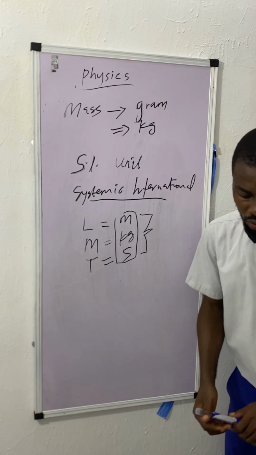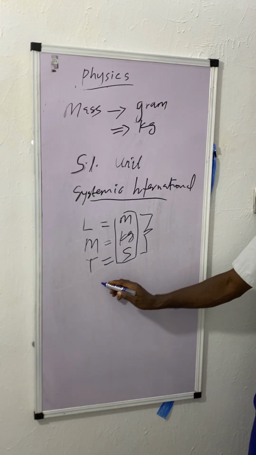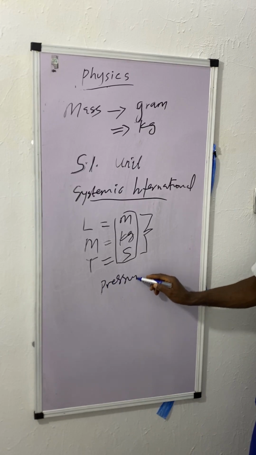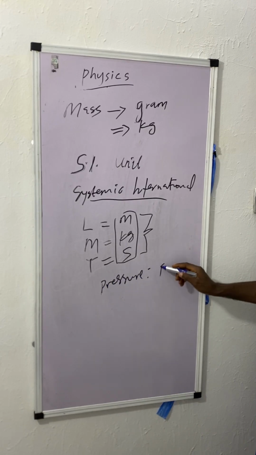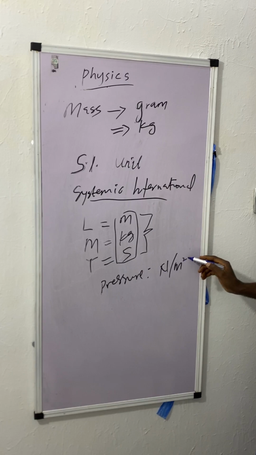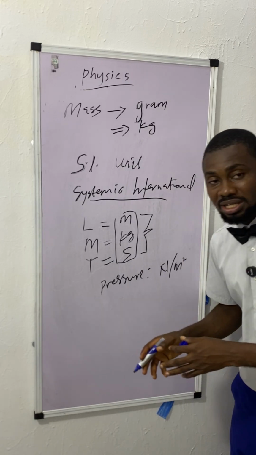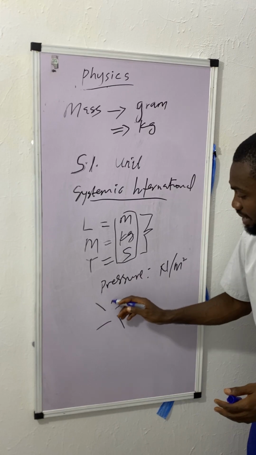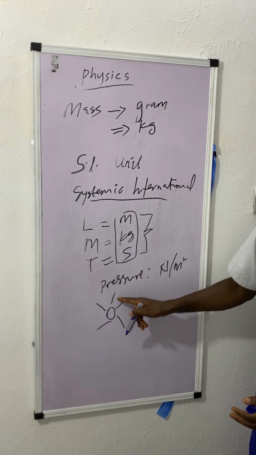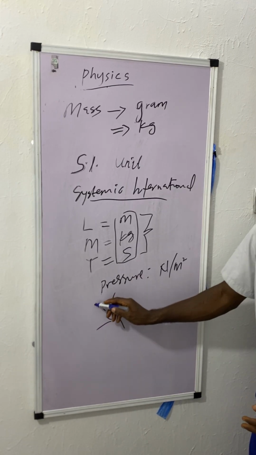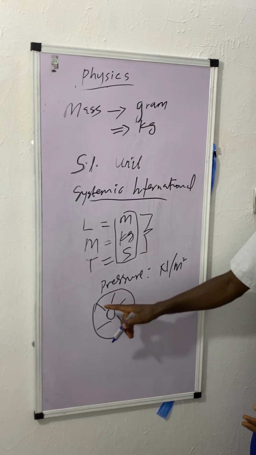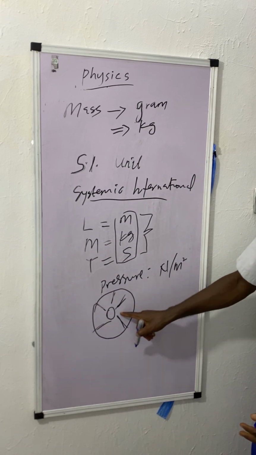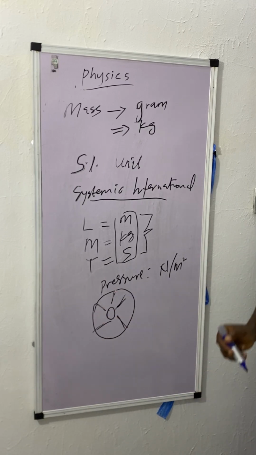You can measure pressure. The SI unit of pressure, the standard unit, is Newton per meter square. Remember, pressure is the force exerted per area. Force exerted per area. The force exerted on the area is pressure.